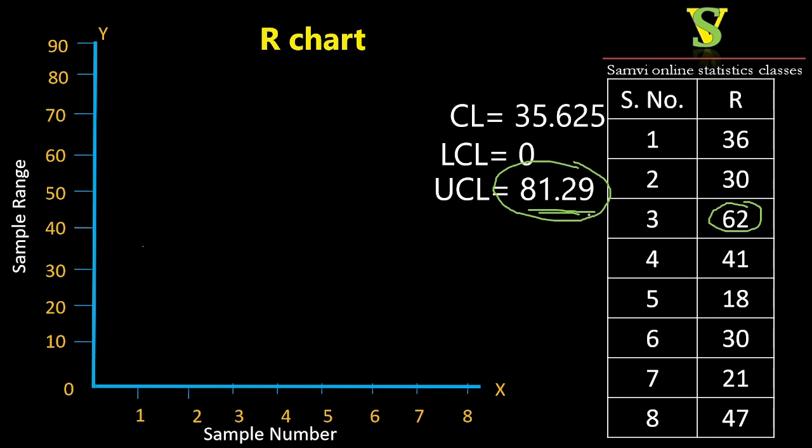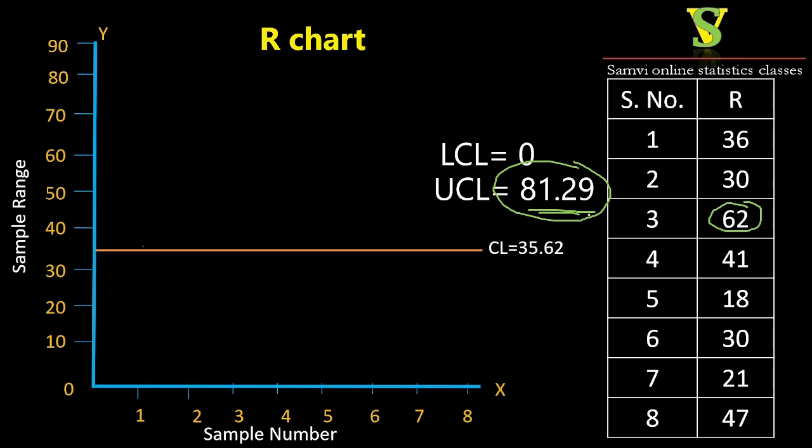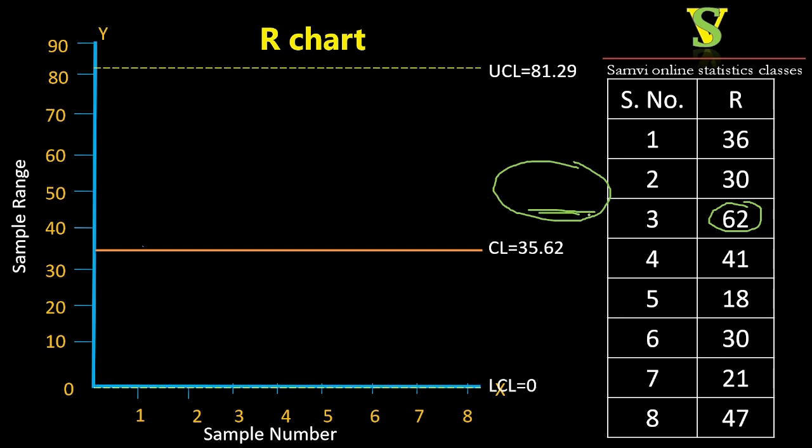Next step is plotting CL, that means central line. We have to plot a bolded line for CL, that is 35.62, and use a broken line for upper control limit and lower control limit. Once CL, LCL and UCL are plotted, then by referring to the sample number and sample range, put the points on the graph.